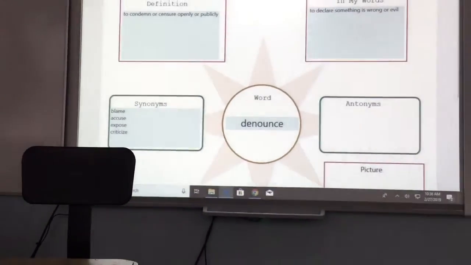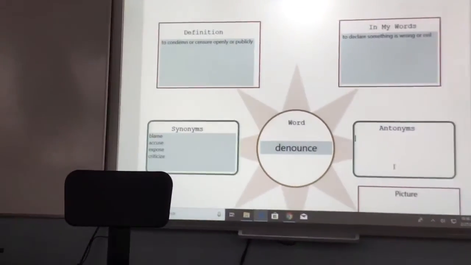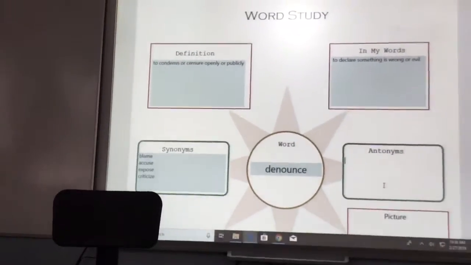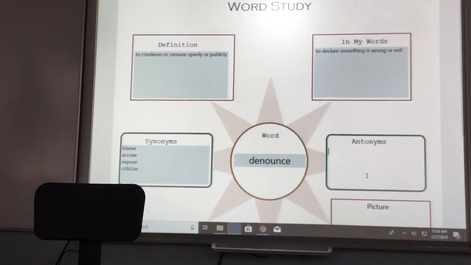Let's move on to antonyms. Applaud or approve? Somebody says applaud or approve. For. For? Okay, wait.